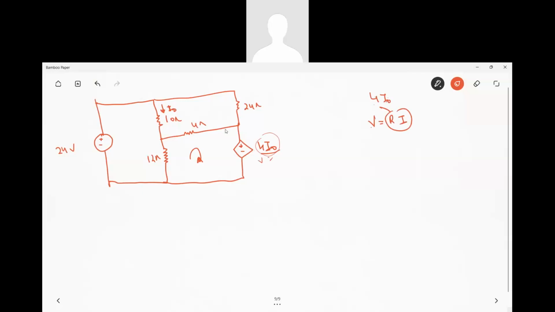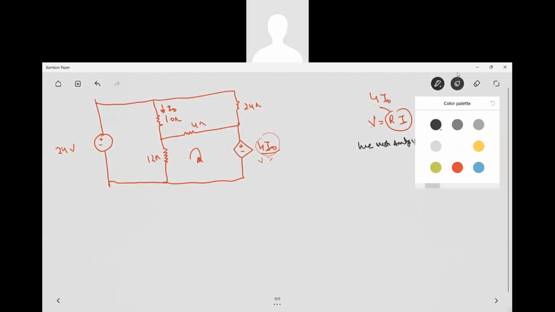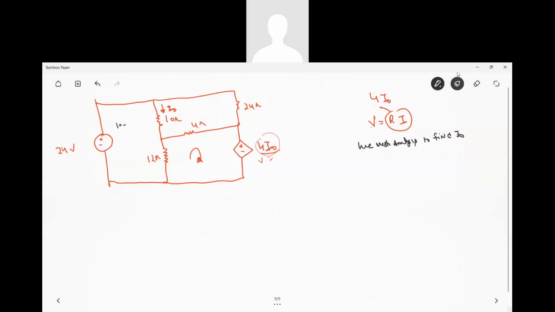Now what it is asking you: use mesh analysis to find the current I naught. How to find this current? Use mesh analysis to find I naught. So first of all, you see how many loops are there? Tell me. One is this loop, right? Loop 1, loop 2, correct? And loop 3, right?